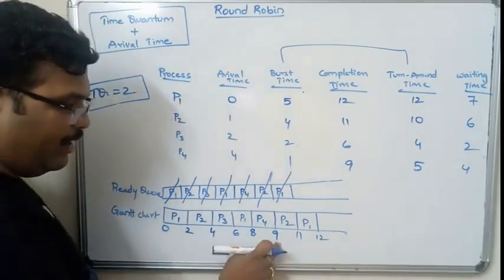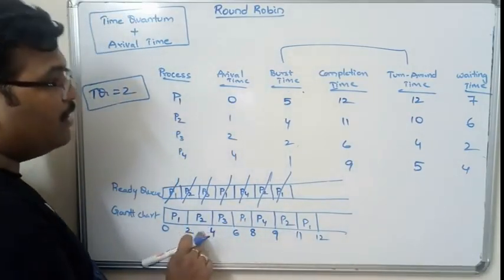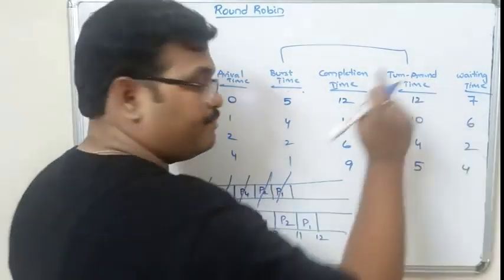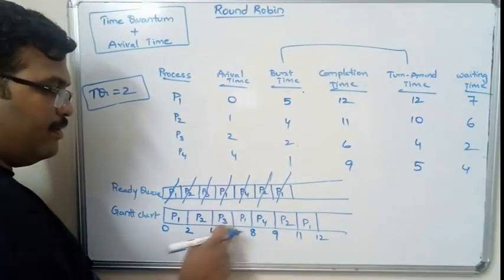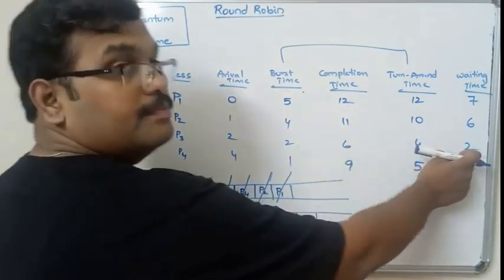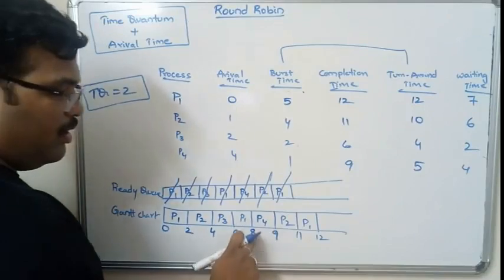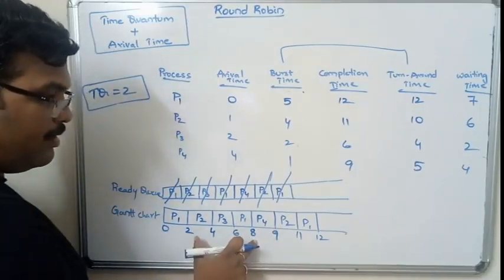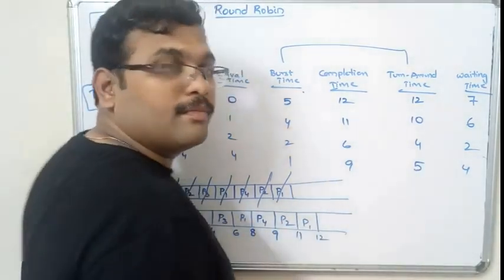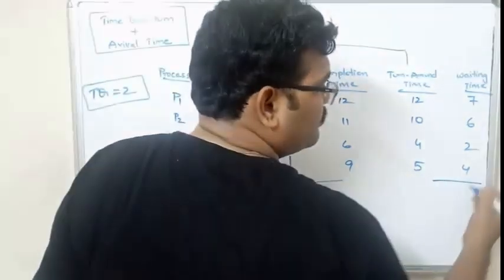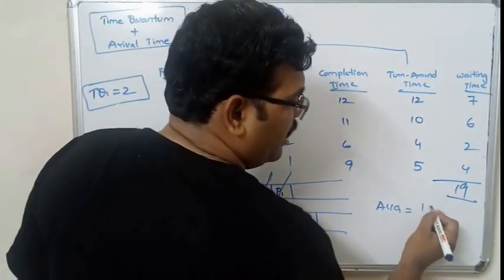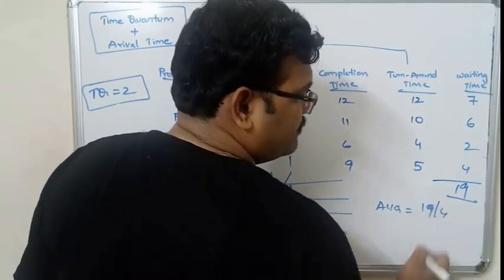Next, coming to P2, it's 9. 9 minus 2, 7. And it arrived at 1, so 7 minus 1, 6. Next P3, 4, it arrives at 2, so 4 minus 2, it's 2. Next P4, 8, it arrives at 4, 8 minus 4, it's 4, right? So find out this one, 19, so the average waiting time is 19 divided by 4.